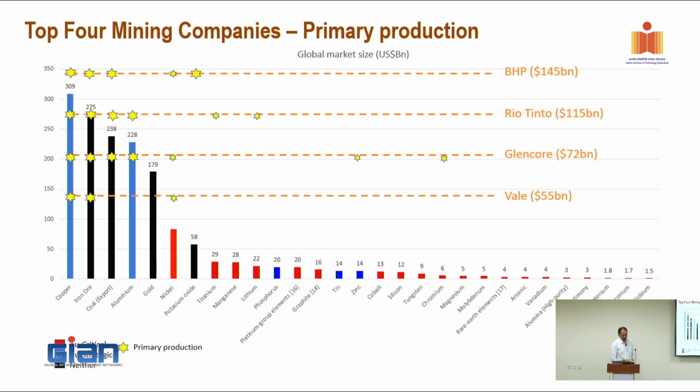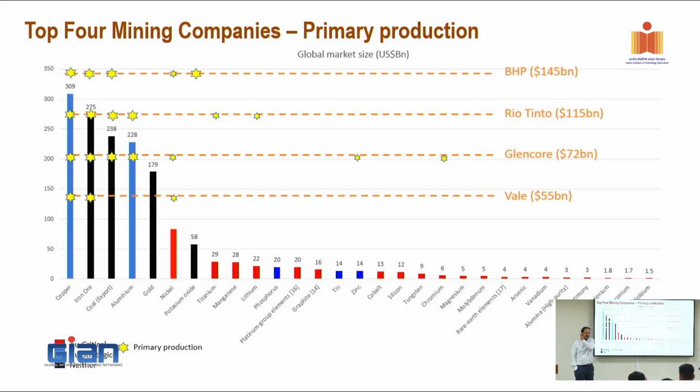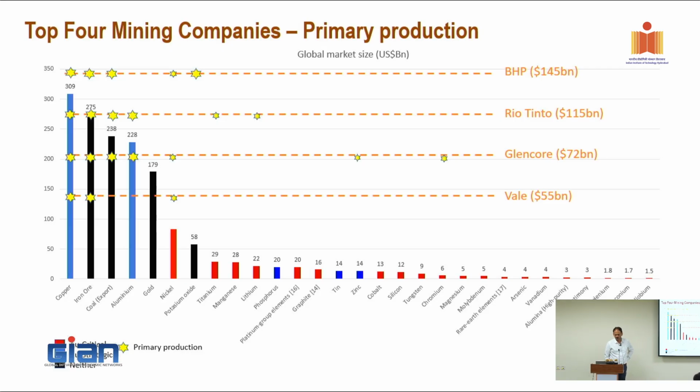So the top 4 mining companies, primary production. Here we look at Vale, I was talking about, the top 4: BHP, Rio, Vale, and Glencore, which is about $72 billion. Vale is about 55, and Coal India is also about a $55 billion company. And NTPC we were talking about. So again, just to give you some kind of assessment, or at least an idea, of where we stand.